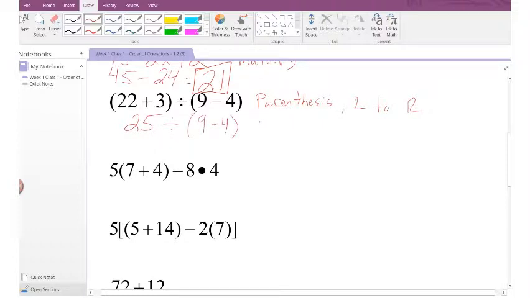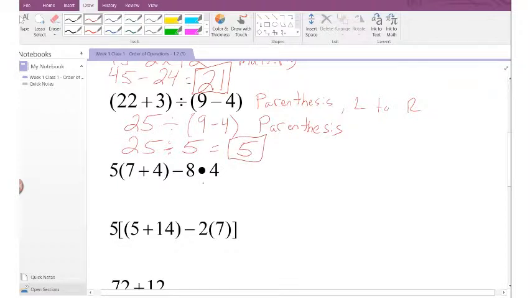Then what? Again, parentheses. We end up with 25 divided by, what's 9 minus 4? 5. And we carry out the last operation, which is division. We end up with 5.